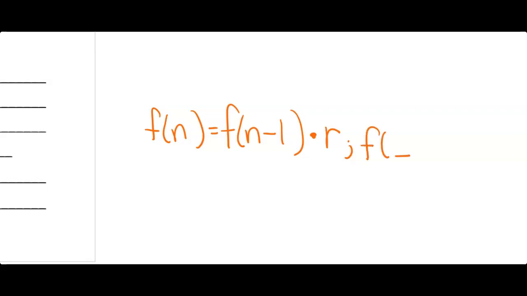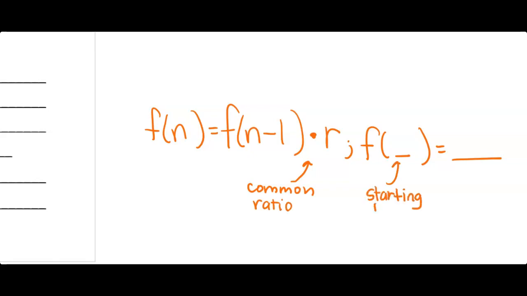f of whatever number will equal some term. So remember that this will then be the common ratio. This will be the starting term number. And this will be the term, whatever that final term is. And that's what you'll use to write all of these.